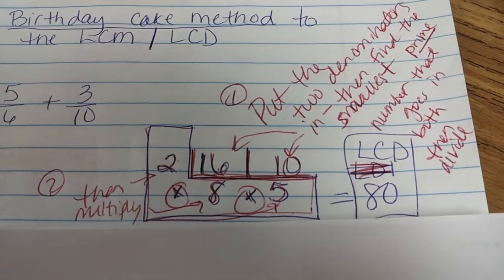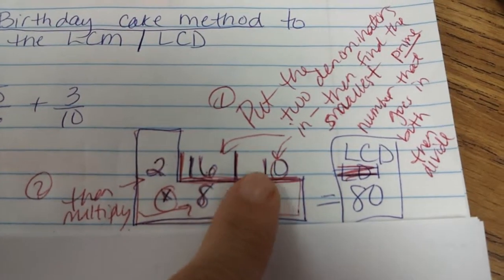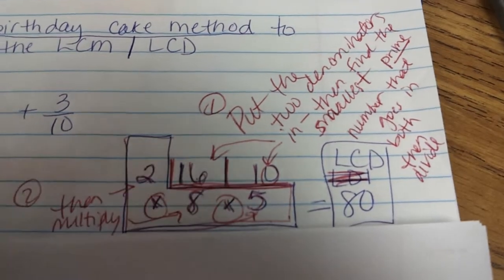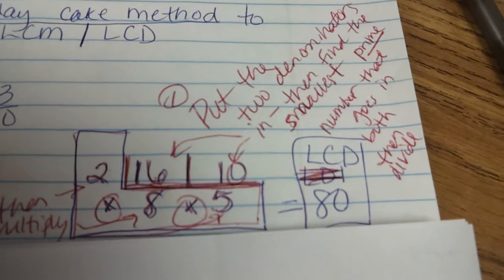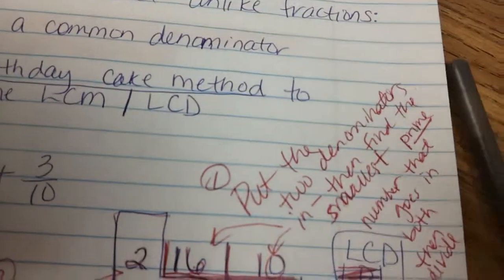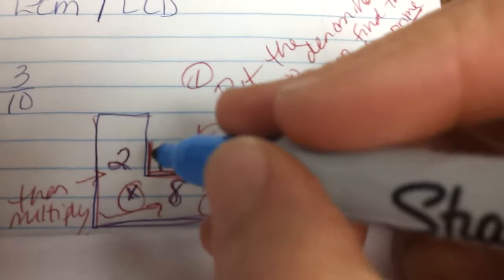We're going to put the two denominators next to each other, and actually, let me get a different color pen. Try to write and hold my camera at the same time.